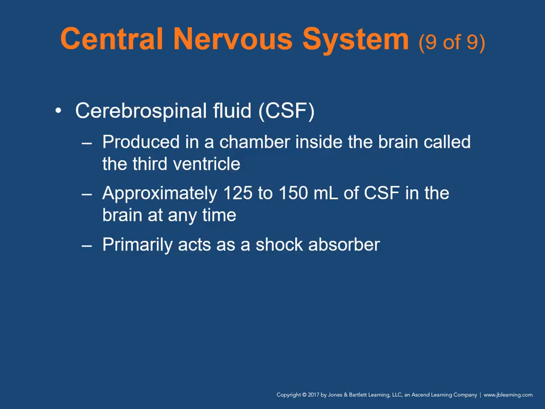Cerebrospinal fluid, also referred to as CSF, is produced in a chamber inside the brain called the third ventricle. There is approximately 125 to 150 milliliters of CSF in the brain at any time. CSF primarily acts as a shock absorber. When an injury does penetrate all of the protective layers, clear watery CSF may leak from the nose, the ears, or an open skull fracture.